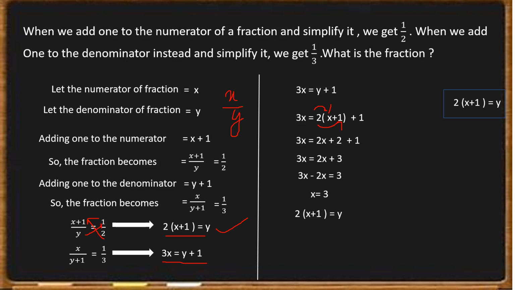Now we have to find the denominator. And we know the equation as 2 into x plus 1 gives y. That is 2 into 3 plus 1, that is 2 into 4 equal to y. That is y equal to 8. What we have done here is that we have replaced x with 3 and simplified. And so we get y. So our fraction is x by y, that is 3 by 8. You can check whether your answer is correct by going through the question with this answer.